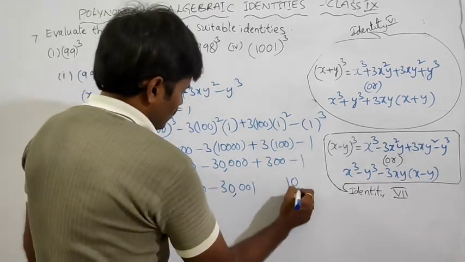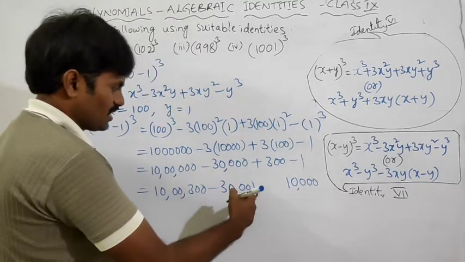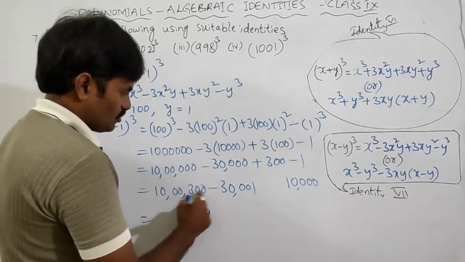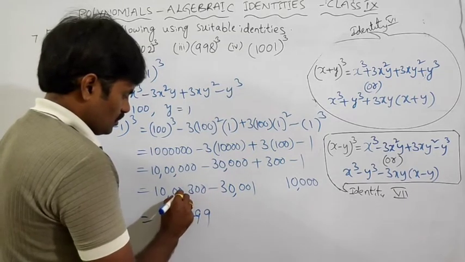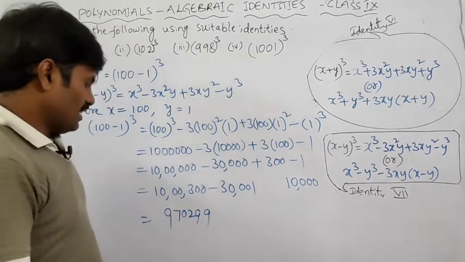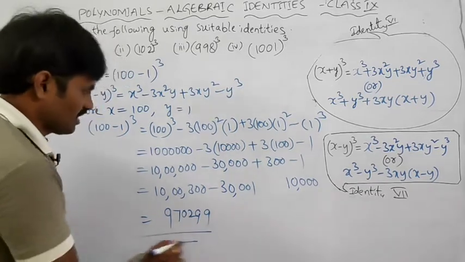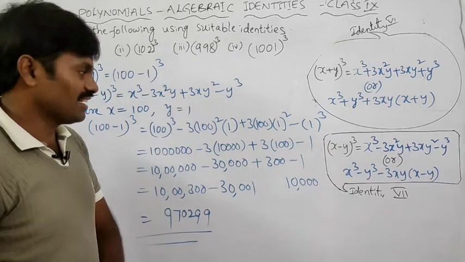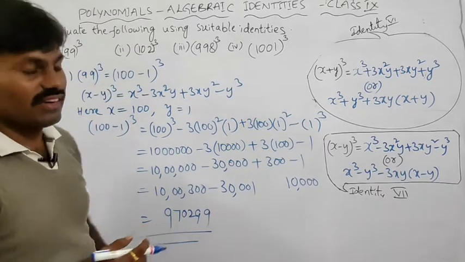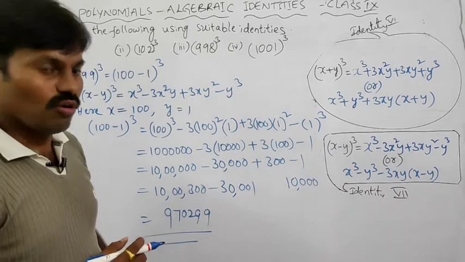Write it in rough work one by one, or we can subtract the easy way. 0 minus 1, borrowing, 9. Here remains 9 minus 0, 9. 2 minus 0, 2. Here 0, 7, 9. 9,70,299. So this is the answer. Is it easy or not? Instead of multiplying 99 into 99 into 99, it is an easy way to find the value of 99 whole cube.